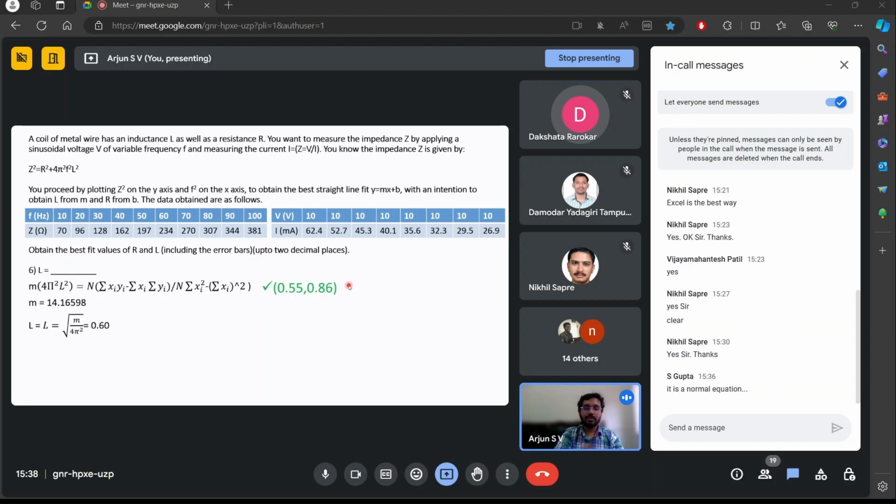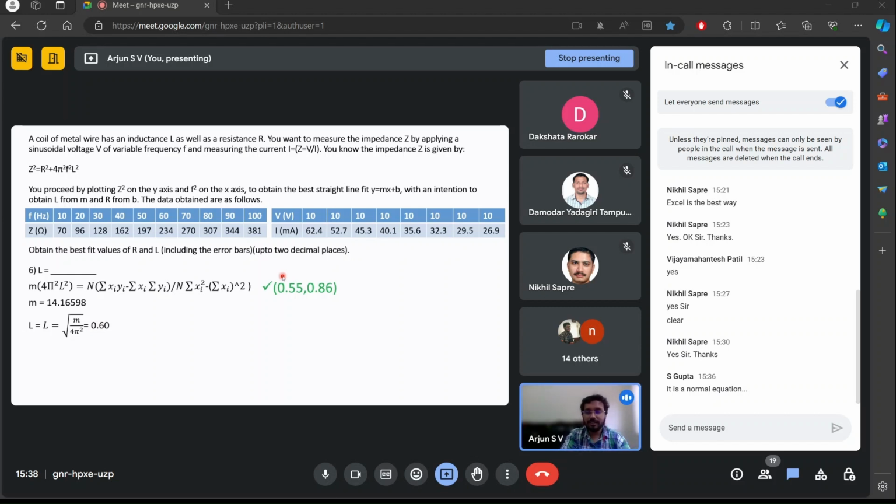Similar to how we perform question number 10 to get the value of alpha, here also m is not one single variable, it's 4 pi square L square. So this whole value is m. Using the formula of m, we calculate 4 pi square L square, and then to find L, we divide the whole value by 4 pi square and take the square root. That will give us a value of 0.60. Your range of answers can be anywhere between 0.55 and 0.86.